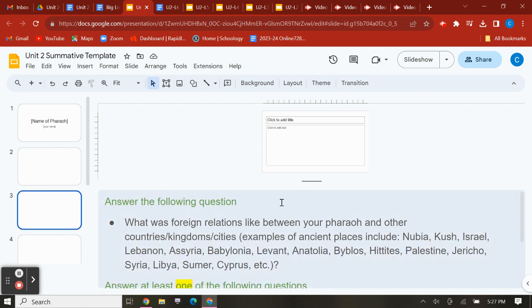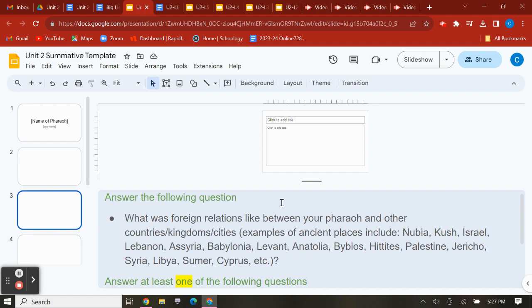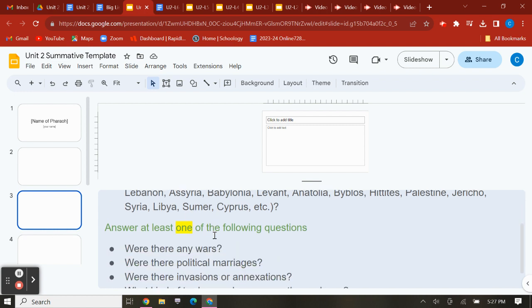Slide number 3, you're going to answer the following question. What was foreign relations like between your pharaoh and other countries, kingdoms, or cities? I kind of gave a few really important regions that might help you if you're getting stuck on this question. So look for things like Nubia, Kush, Israel, Lebanon, Assyria, Babylonia, Levant, Anatolia, Byblos, Hittites, Palestine, Jericho, Syria, Libya, Sumer, Cyprus. Those are all keywords you can look for that will probably lead you to an answer about what foreign relations were like.